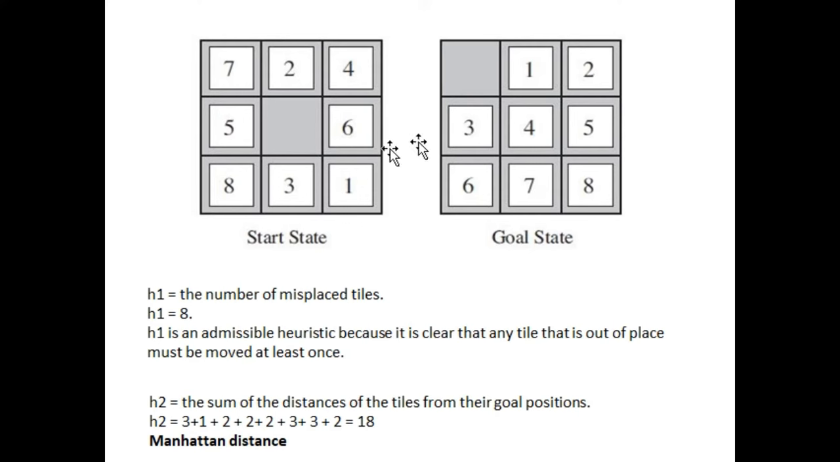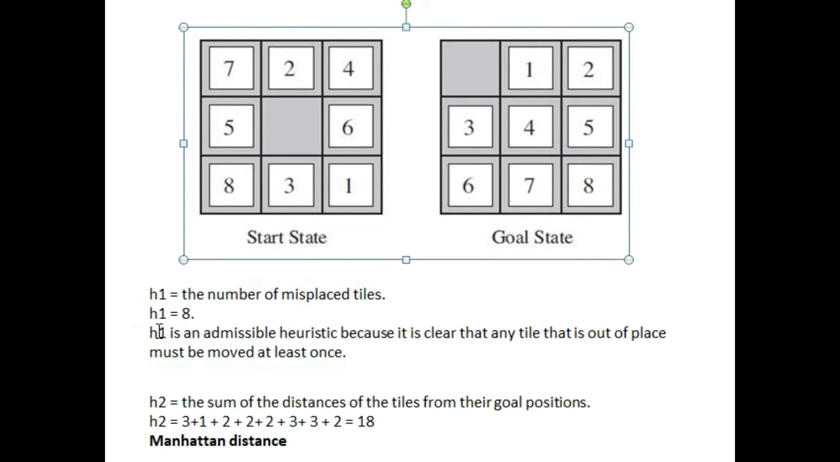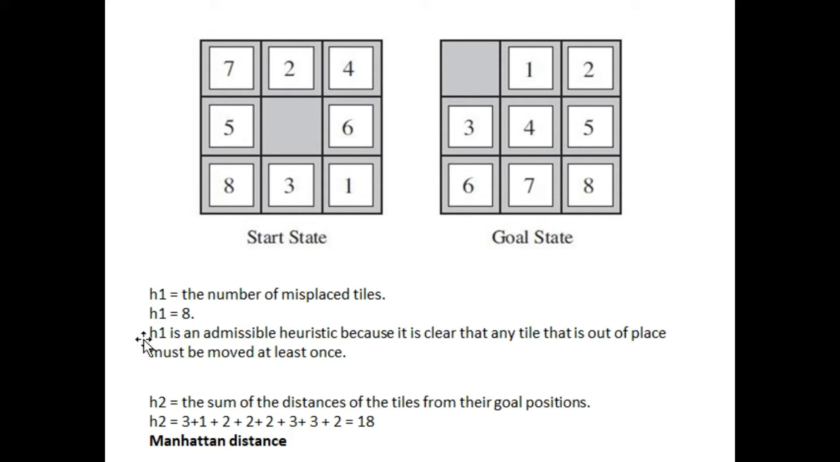In the same way, 4 is also misplaced, and 5 is also misplaced. In the same way, all eight tiles are misplaced. So the heuristic value of this initial state, this start state, by using this method H1, is 8. But this is an important point: H1 is an admissible heuristic. We talked about admissible heuristics; if we solve this through A star search, the first condition we need is an admissible heuristic. H1 is an admissible heuristic because it is clear that any tile that is out of place must be moved at least once.